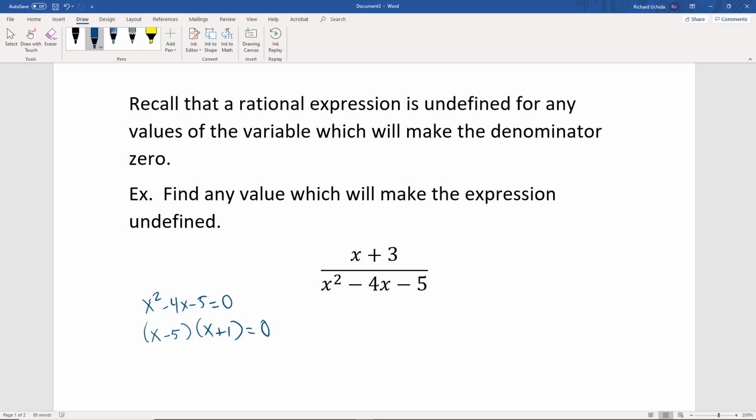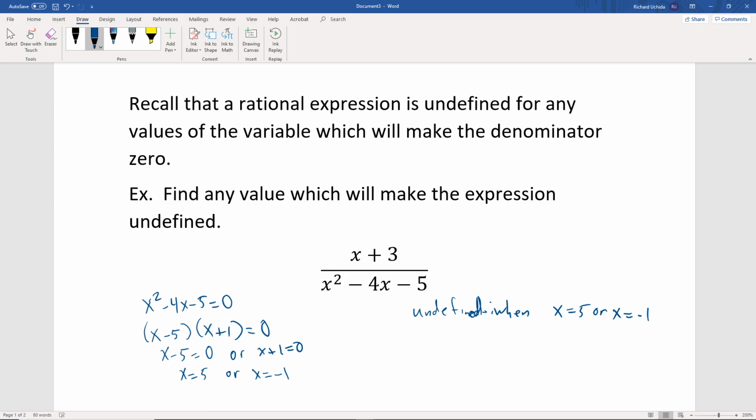Using the zero product property, if you have one thing times another equal to 0, then either the first thing is 0, so the x minus 5 is 0, or the x plus 1 is 0. Solving those two separately, you get x is 5, or x is negative 1. So in this case, this rational expression is undefined when x is 5 or x is negative 1. And it's defined everywhere else.